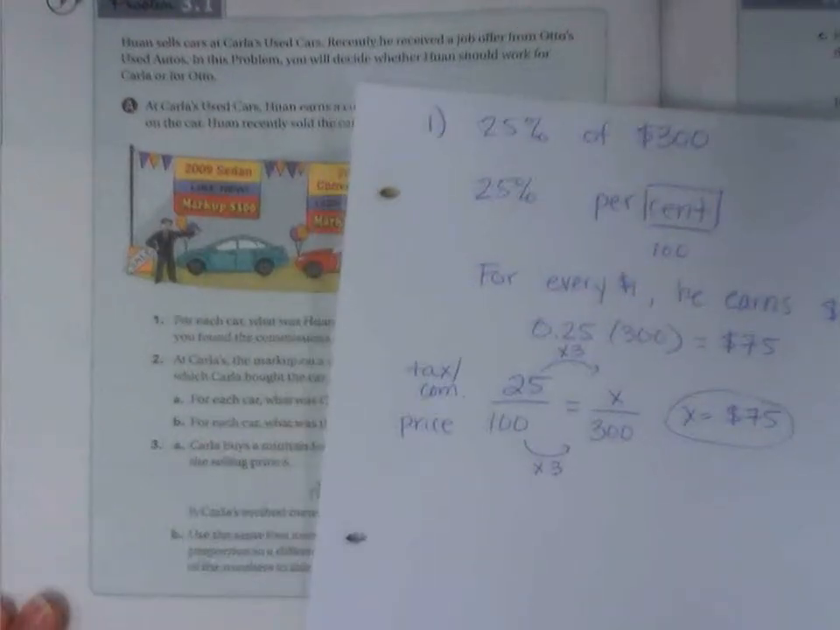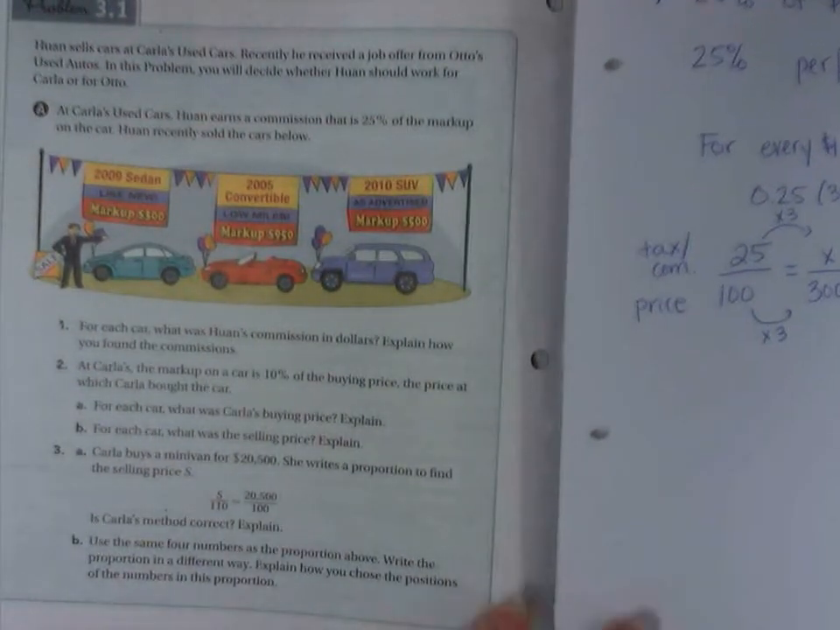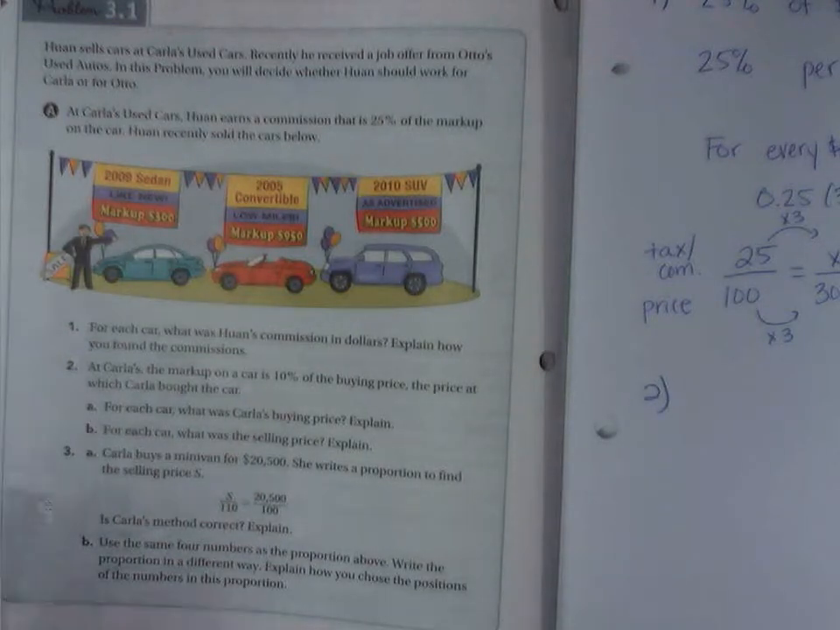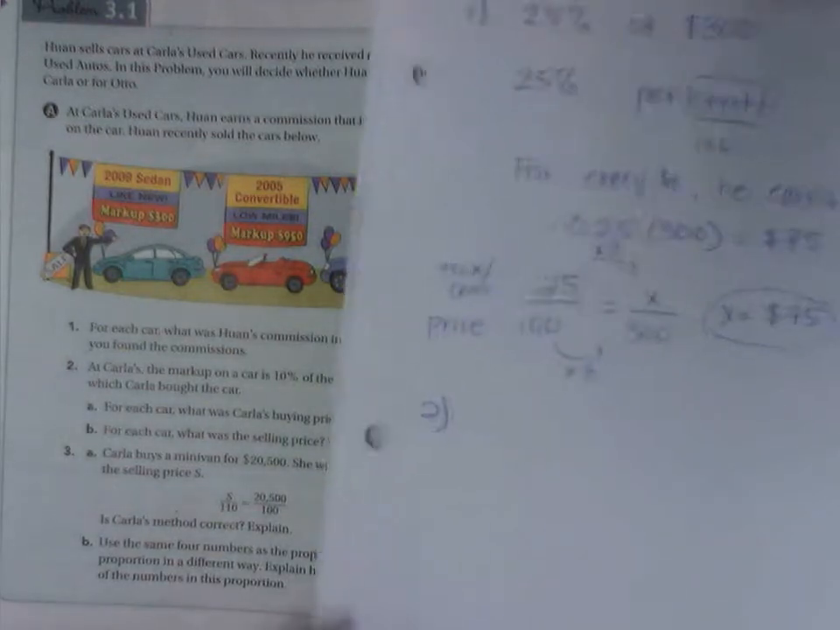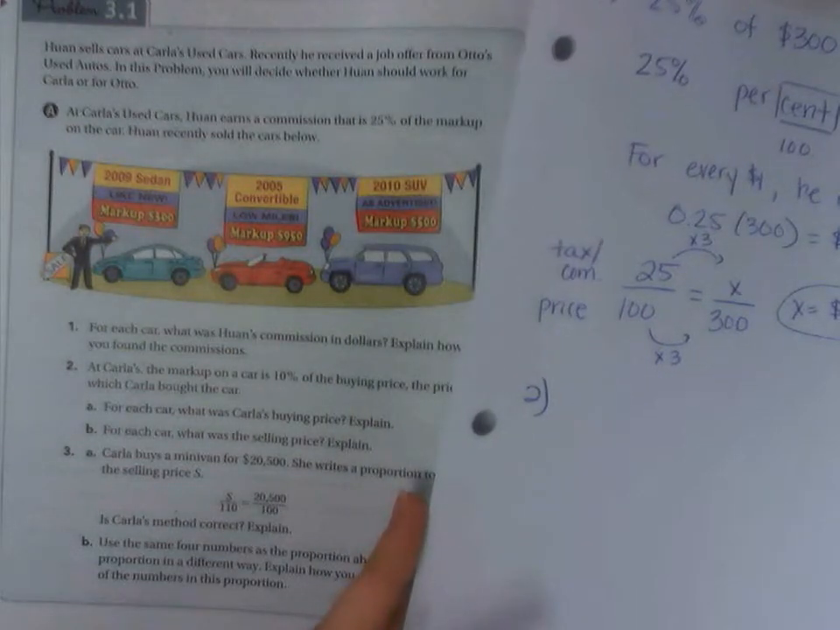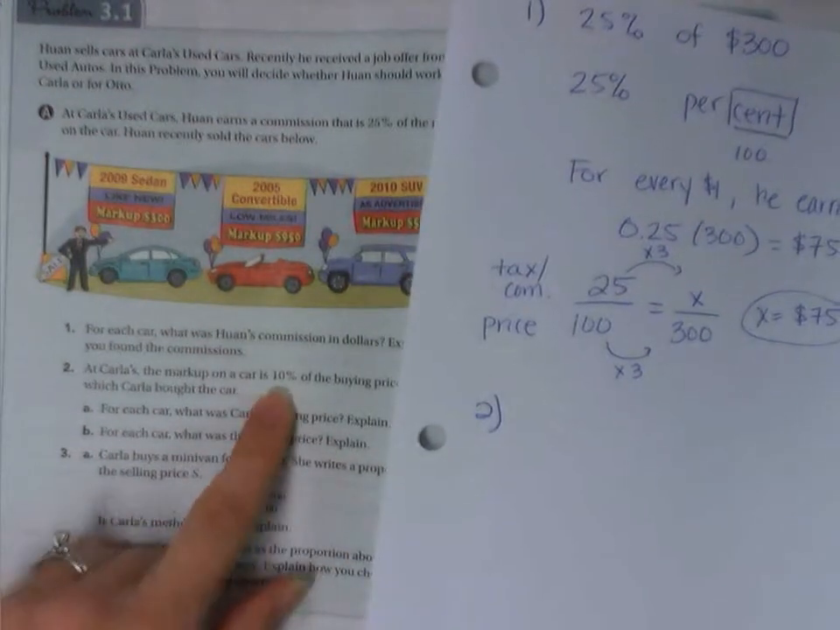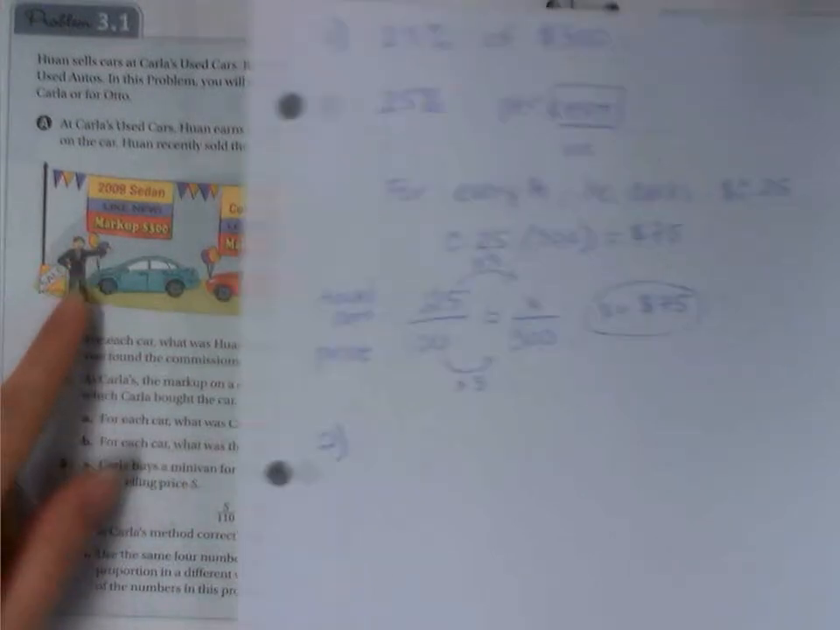There's a few other ways they've been doing it, but those are the big ones that I've been seeing in class. Number 2 asks kind of an opposite question. So at Carla's, the markup on a car is 10% of the buying price, the price at which Carla bought the car. Carla is the person who owns the dealership. For each car, what was Carla's buying price? Explain. So if 10% of the buying price is the markup, that means the 10% is now $300.